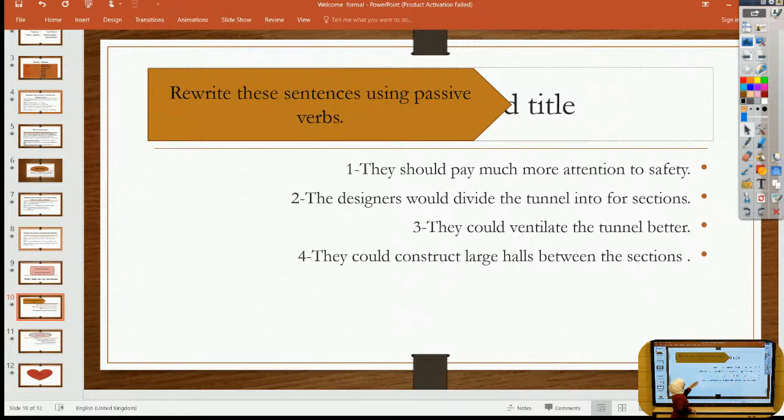Number 4, they could construct large holes between the sections. Where is the object? They could construct what? Large holes. So the object here, large holes, could be, verb 3, constructed between the sections. I repeat, large holes could be constructed between the sections. Let's check here the answers.